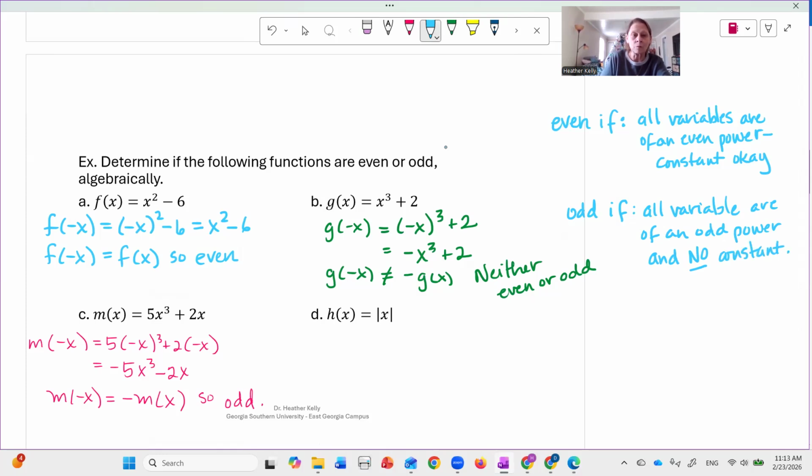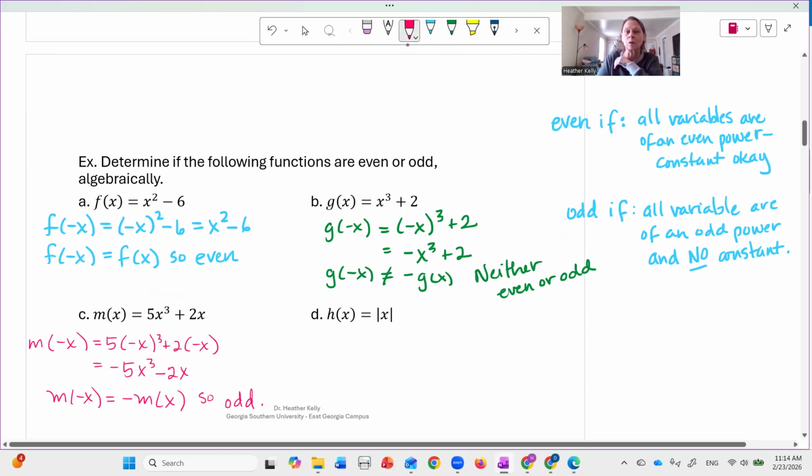And we can see that when we look here at g, these are odd variable. That's an odd power on the variable, but there was a constant, and the constant power won't change. But on m of x, both of those are odd powers. We have x cubed and 2 to the x to the first power. Those are odd numbers, and therefore that guy turned out to be odd. Okay, that's just a little side note there.